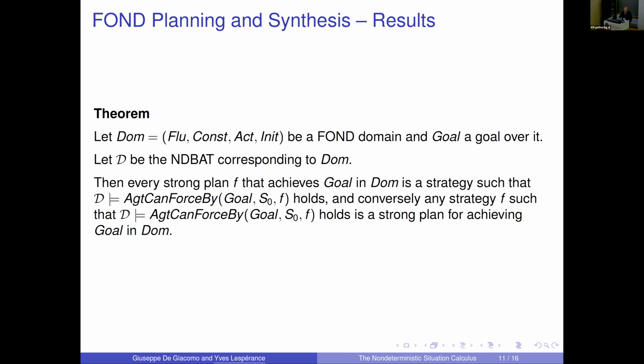Then we can prove that if you have a FOND domain DOM and you get the corresponding NDBAT, and you have a strong plan to achieve a goal in the domain, then it's also a strategy such that you can prove that the agent can force the goal to become true by following this strategy in the initial situation in the associated NDBAT, and vice versa. If you have such a strategy where this holds, then it's also a strong plan to achieve the goal in the domain.